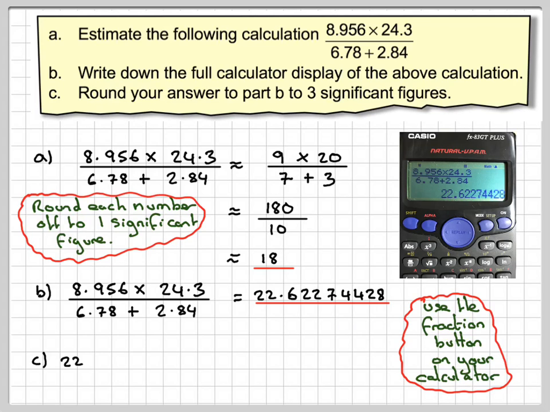22.62274428. Then you take that number here and you now have to round it off to three significant figures. So that's the first, second, third. So we're drawing a little line here. That 2 has no effect on the 6, so the answer will be 22.6 to three significant figures.